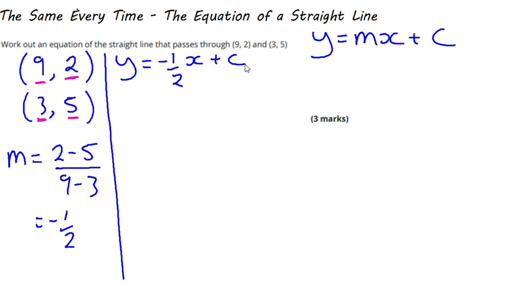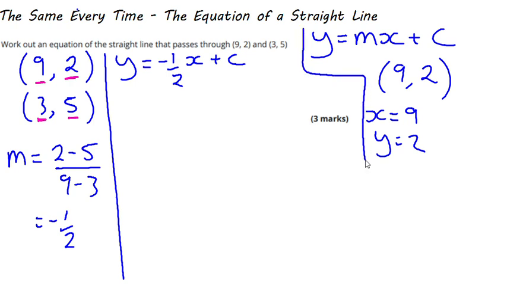There's nothing to choose between them really, is there? Maybe I'll choose (9, 2). So I'm going to choose the point here, (9, 2). And that tells me that when x equals 9, y must be equal to 2. So in my equation, everywhere I see x, I'm going to write 9, and everywhere I see y, I'm going to write 2. So 2 = -1/2 × 9 + c.